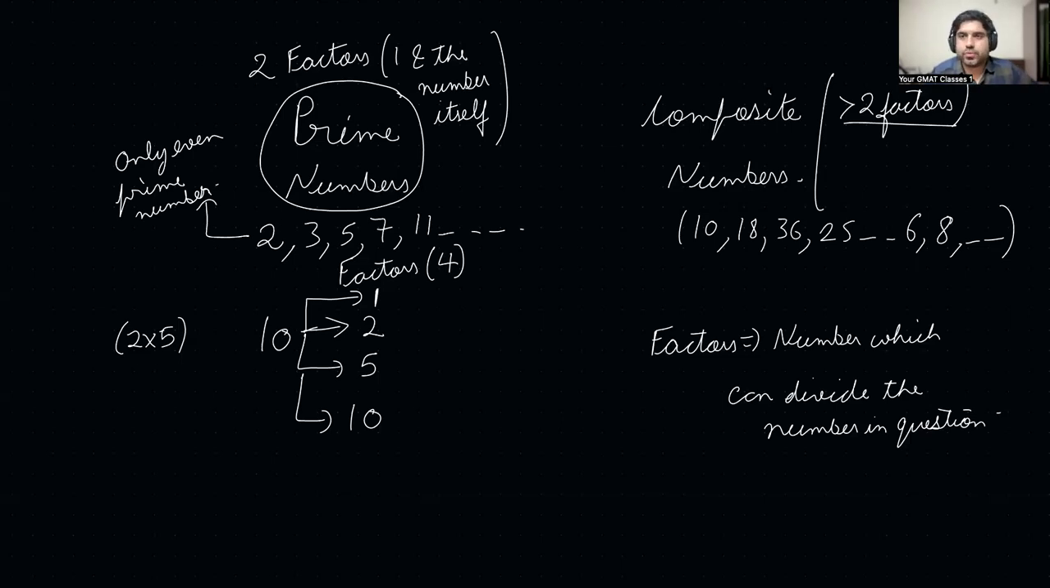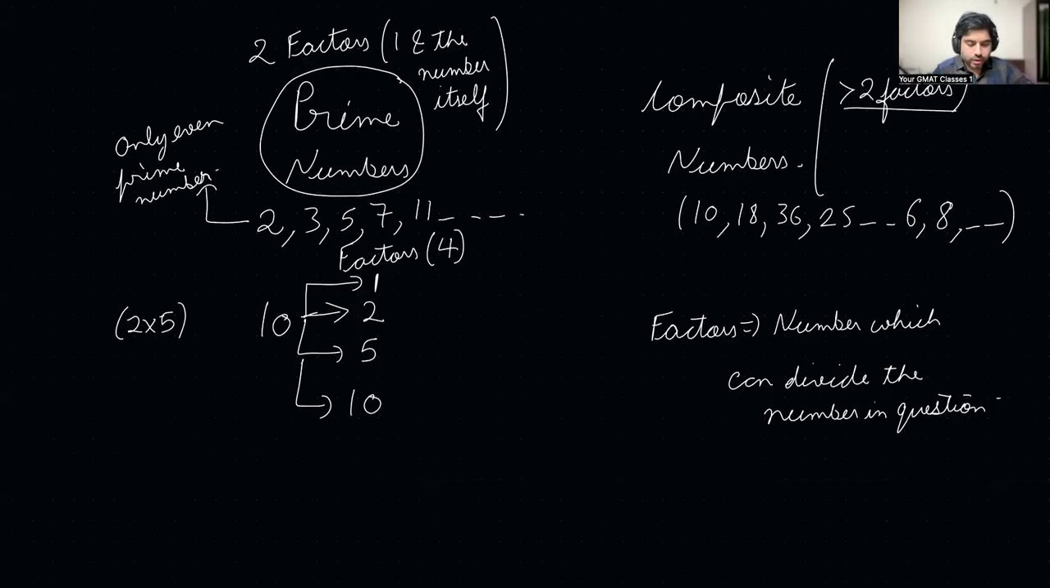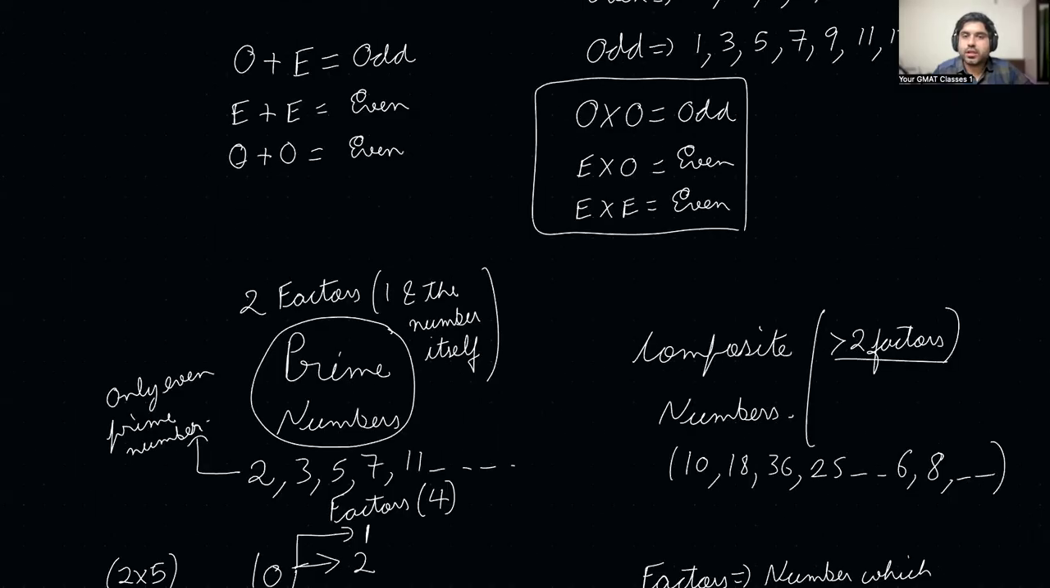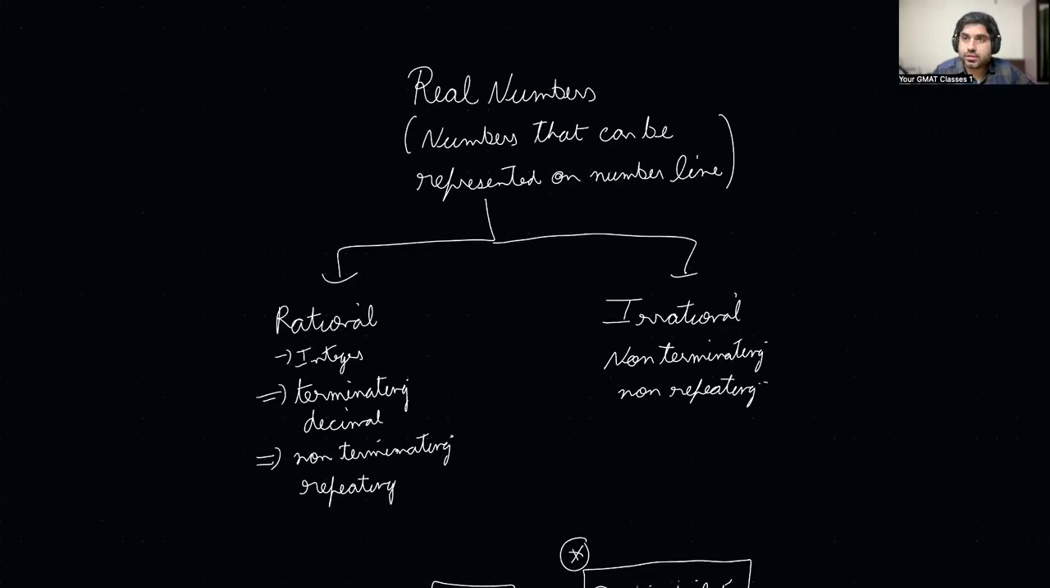It sometimes helps you. So, just to summarize, we understood what are real numbers. Real numbers are the numbers that can be represented on the number line. A number line is a one dimensional line which goes from plus infinity to minus infinity with the center at 0. So any number that can be plotted on this is called a real number. And real numbers have two classification. One is rational, another is irrational.